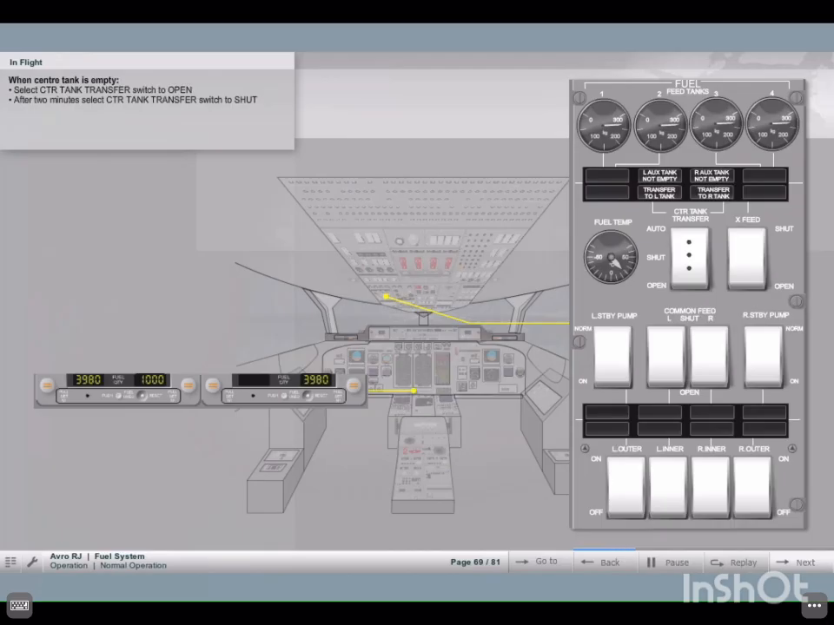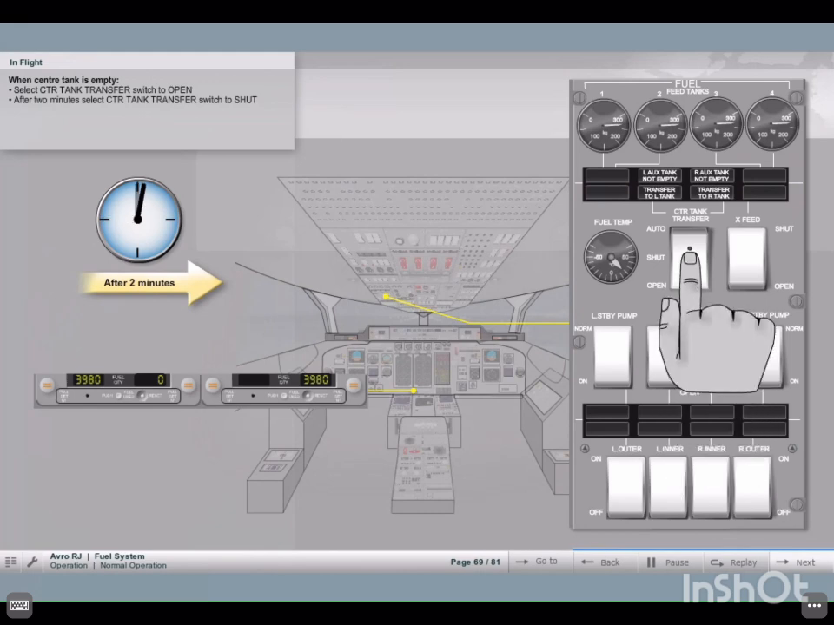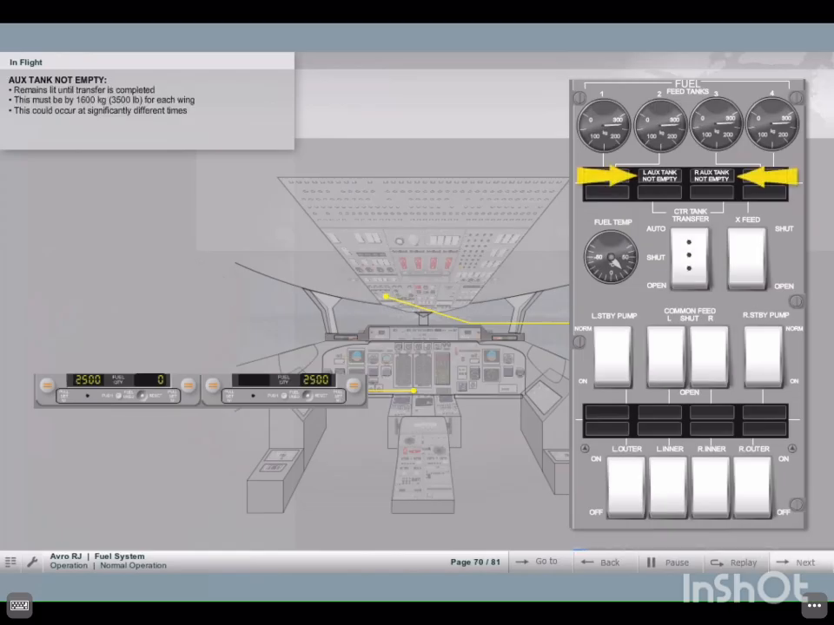When the center tank is empty, select the center tank transfer switch to open for 2 minutes before selecting it to shut. The auxiliary tank not empty annunciators will remain on until transfer is completed. This must be by 1,600 kilograms or 3,500 pounds for each wing, but could occur at significantly different times.